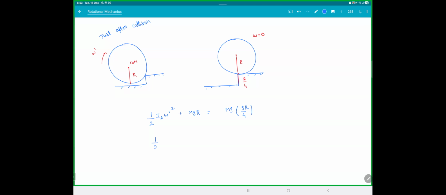Moment of inertia about A is 3mr square by 2. Omega dash will be 5 by 6 omega square. And that will be mgr by 4. From here you'll get omega. I will leave it to you. And once you get omega, you'll get omega is equal to v by r. You're done. Other steps clear, everyone?